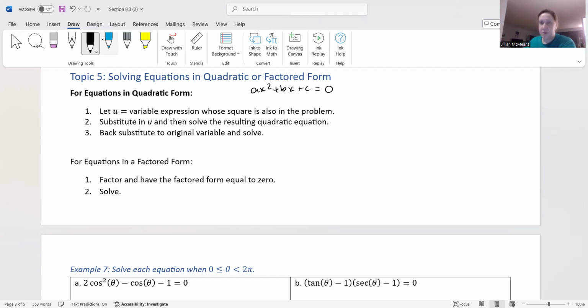Equals 0 or equals some constant or something like that. So we're looking for something where you have a value and then you have that same value squared, okay? So kind of like where we have the x and then we have the x squared.